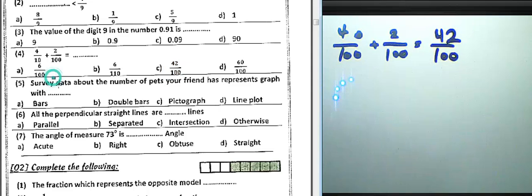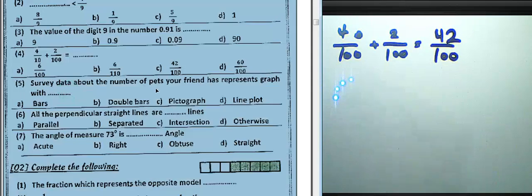Survey data about the number of pets your friend has, present with a graph with space. Okay, using bars here.